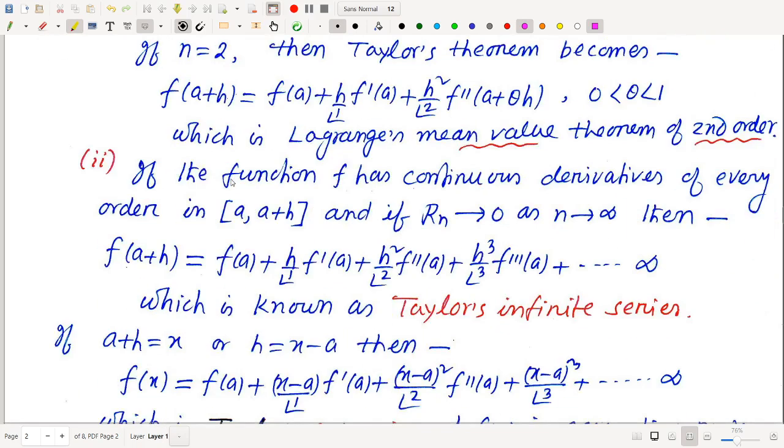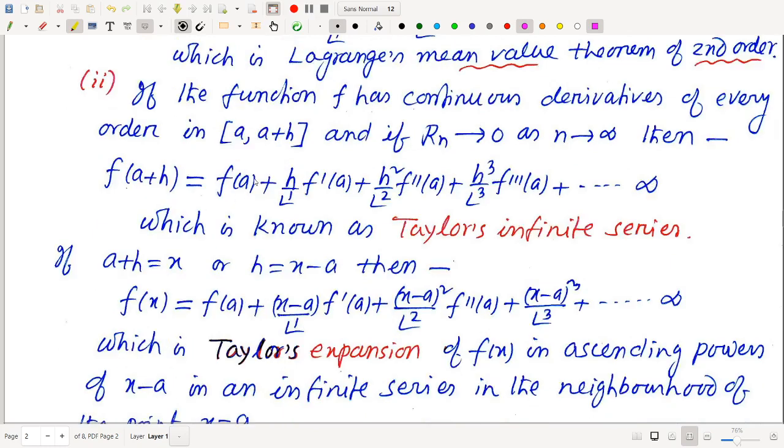And note 2: if the function f has continuous derivatives of every order in this closed interval [a, a+h], and if the remainder term Rn tends to 0 as n tends to infinity, that is, the limit of Rn is 0, then f(a+h) becomes f(a) + h/1! f'(a) + h²/2! f''(a) + h³/3! f'''(a) + ... up to infinity, because Rn tends to 0. It is an infinite series now, not stopping.